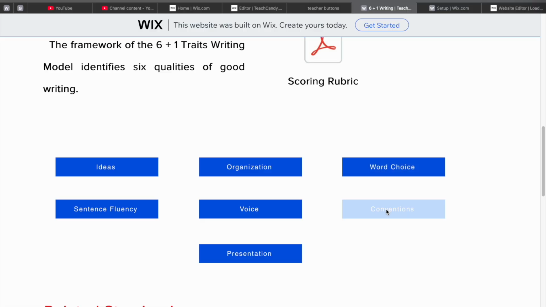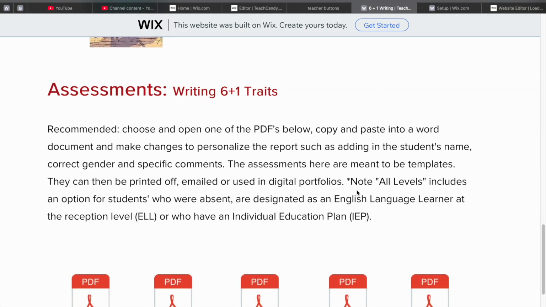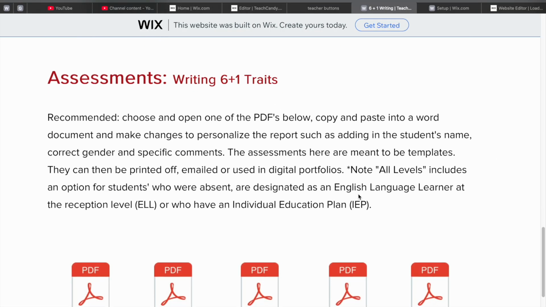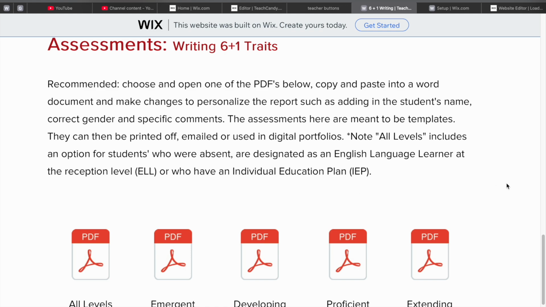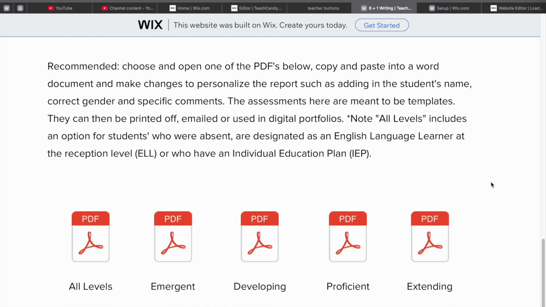Conventions tend to be part of the other 5 category worksheets, and presentation doesn't have any worksheets, but I do have some examples of books that show good presentation. And as always, for all of the different sections, there's always going to be an assessment. So in this case, assessment for 6+1 traits of writing.